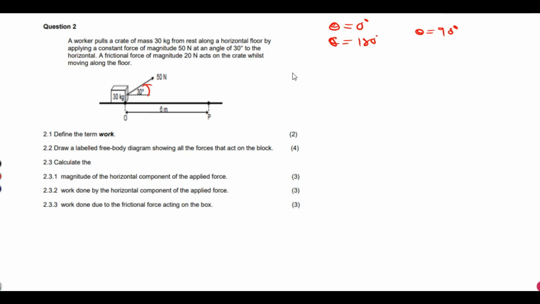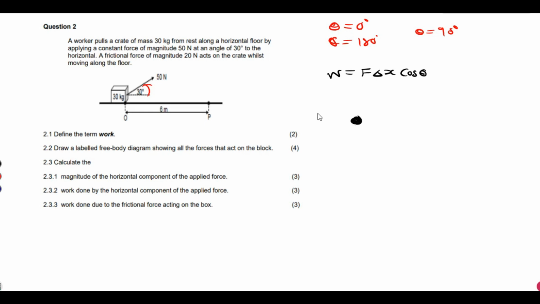Define the term work. Remember, we said work is going to be defined by the formula work equals F delta x cosine of theta. And then you're going to explain these individual quantities, whereby F is the magnitude of the force, delta x is the change in displacement, and lastly theta is the angle between the displacement and the force applied, right? Yes. Draw a labeled free body diagram showing all the forces that act on the block.